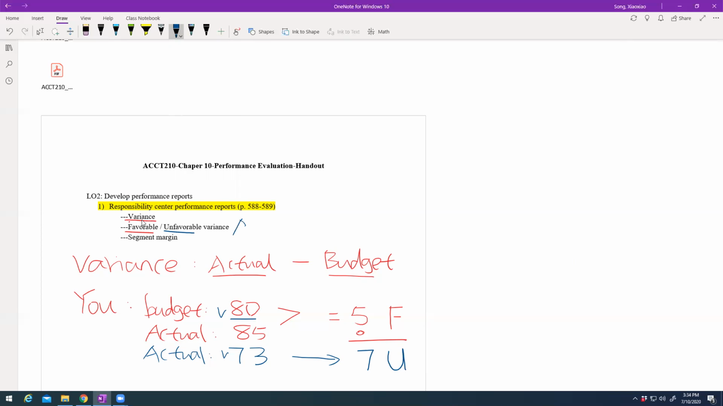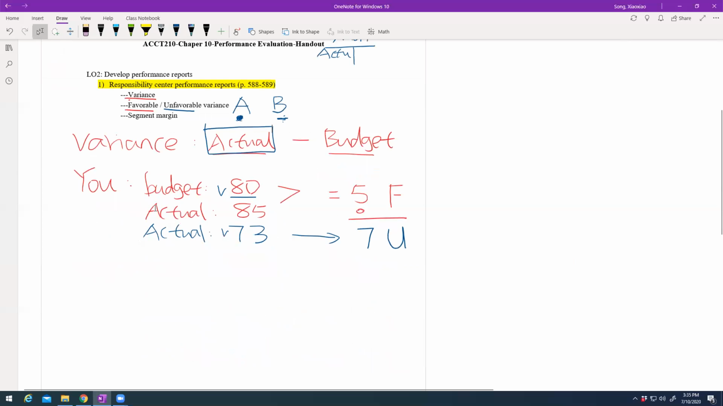Our actual is always on the left side. Remember when we did our manufacturing overhead? Your left side is always the actual, so we always put actual on the left side. We compare actual with our budget, so it's A and B, actual ahead of budget, right? If your actual is better than budget, you will have a favorable variance. If your actual is worse than budget, then you will have an unfavorable variance.